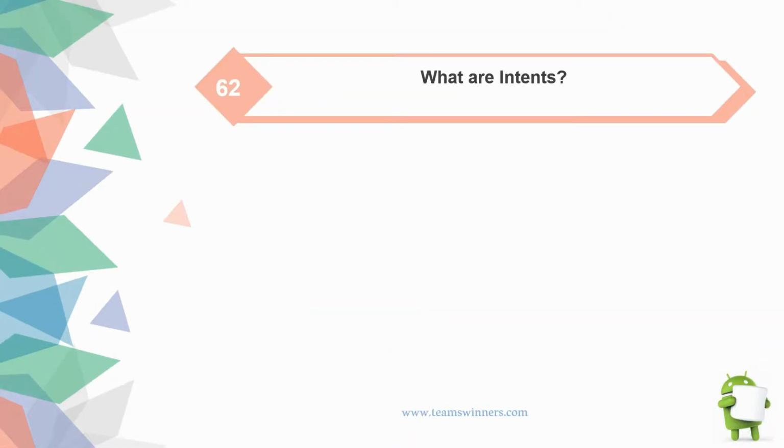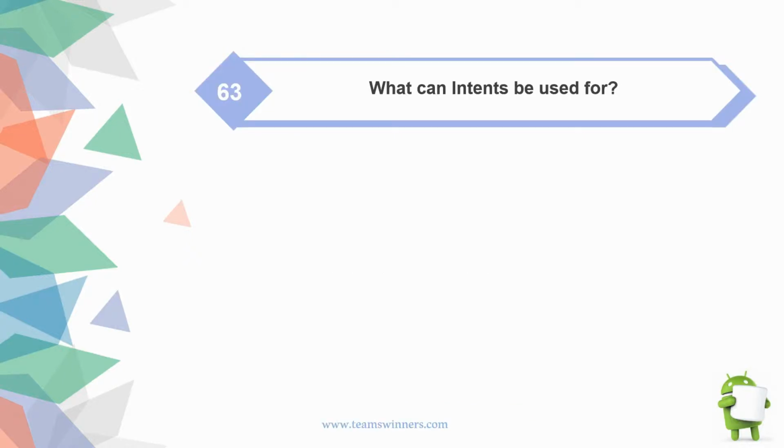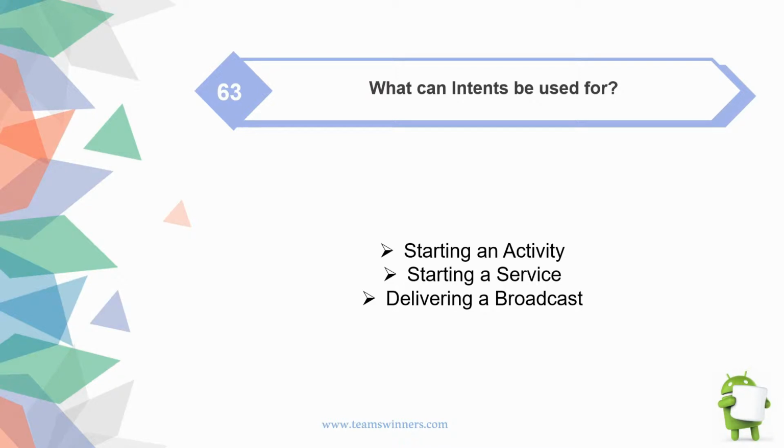What is an intent? An intent is a messaging object that can be used to request an action from another application component. What can an intent be used for? First, starting an activity, then starting a service, and finally delivering a broadcast.